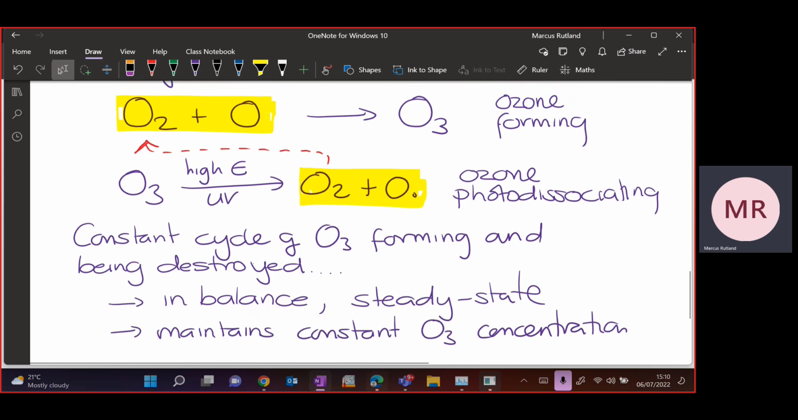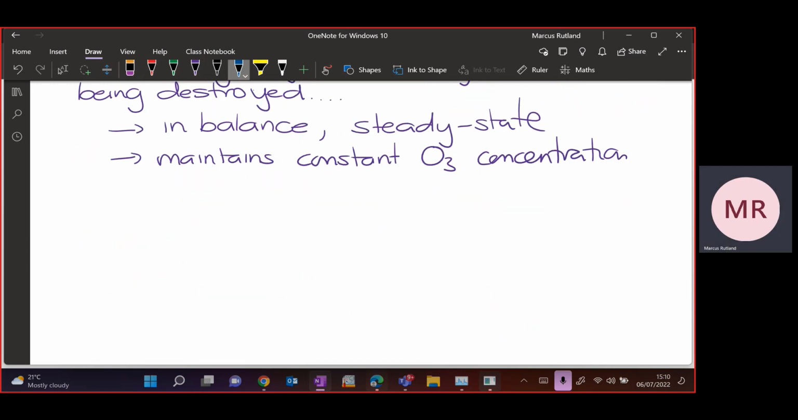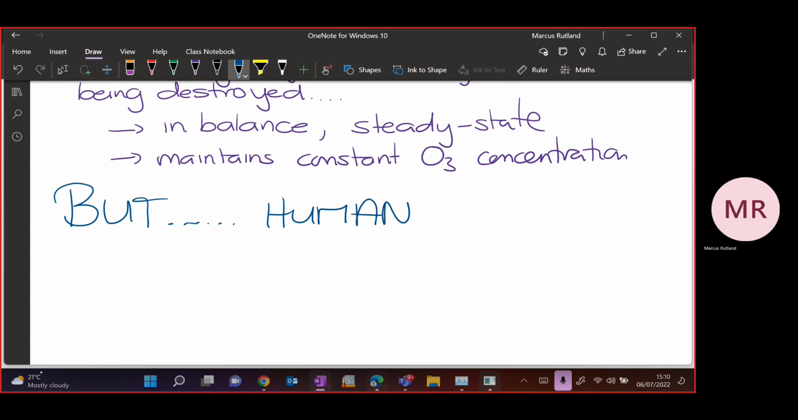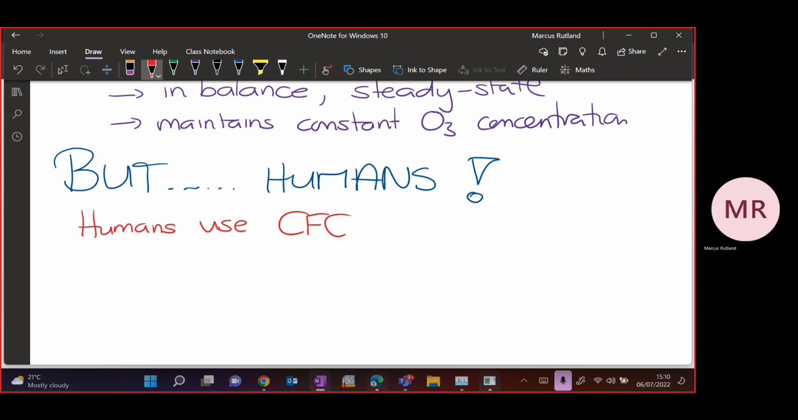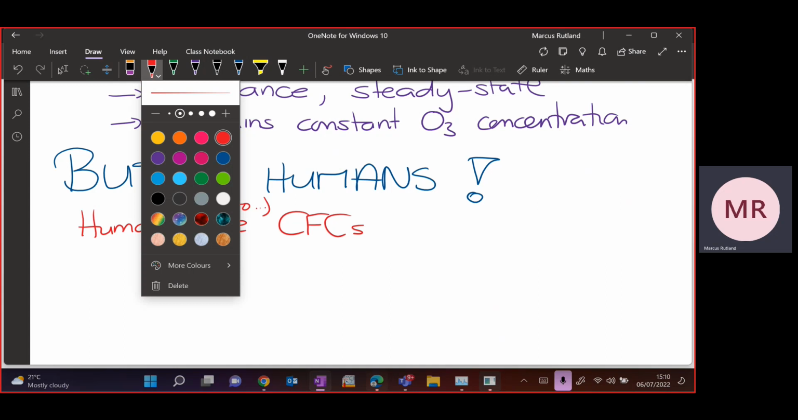Okay, so that's all very good. Well, all very good. So constant ozone concentration, but humans. And we produce pollution. So here's the little story. Humans use CFCs, or they used to use. Not supposed to anymore.